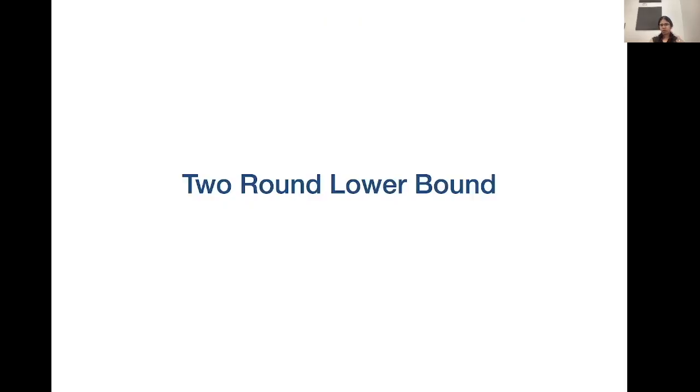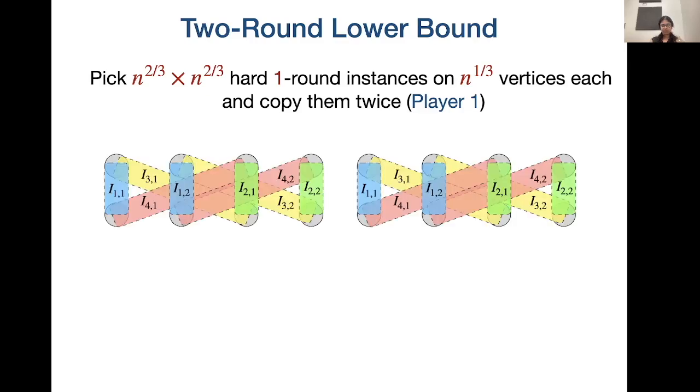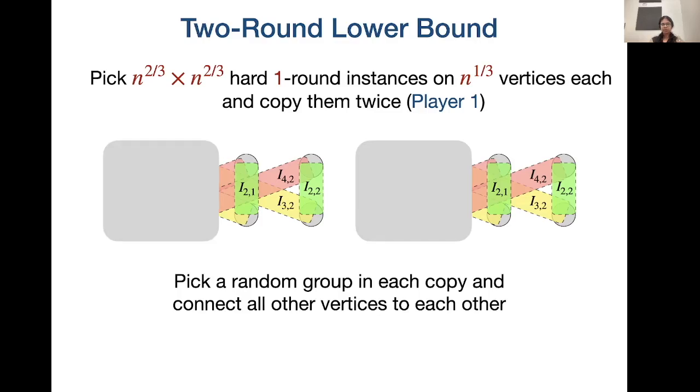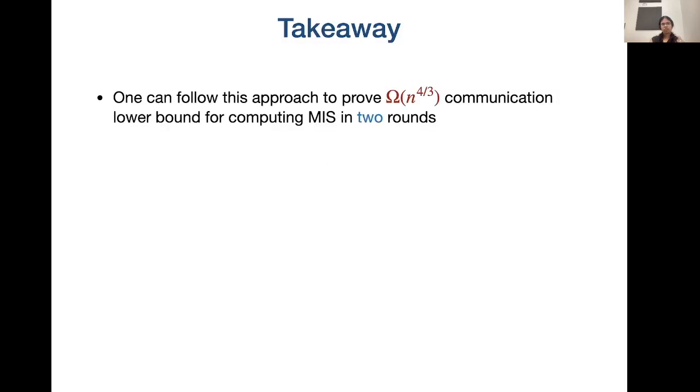Let's go back to the 2-round lower bound and give an overall picture. We're going to pick n raised to 2 over 3 hard 1-round instances on n raised to 1 over 3 vertices each, and copy them twice and give them to the first player. We're going to pick a random group in each copy and connect all the vertices apart from the vertices in these random groups to each other. And we already showed that any MIS here is going to determine the MIS of all the special green instances. So this approach can be used to prove an omega of n raised to 4 over 3 communication lower bound for computing the MIS in 2 rounds.